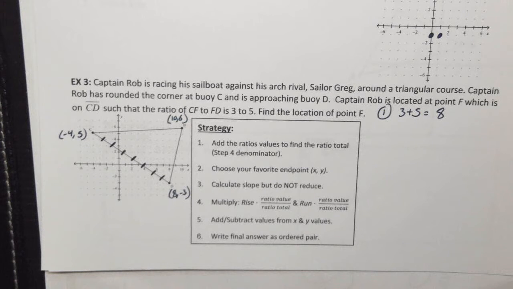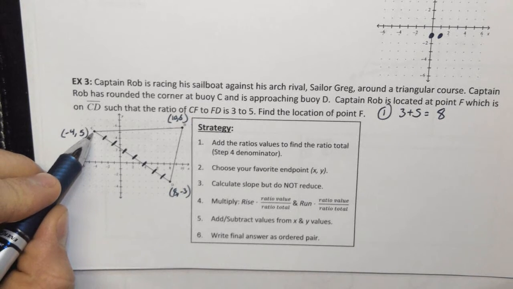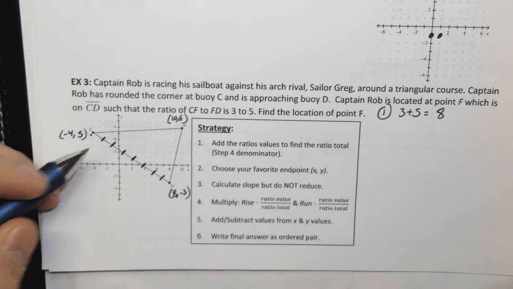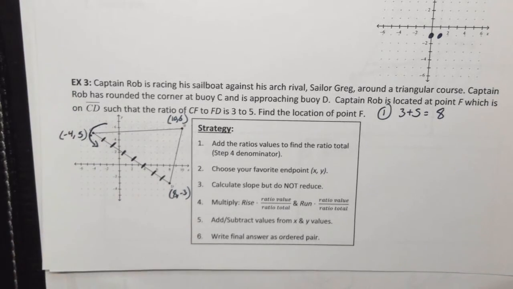So what I have right here is a story problem about a sailboat race. If you've ever been in a sailboat race, they usually have triangular courses that they follow, and so this one is going to have the same kind of situation right here. And it says Captain Rob is racing his sailboat against his arch rival Sailor Greg, and they're going to be racing around a triangular course. Captain Rob has rounded the corner at buoy C, which is right over here, and he is going to be approaching buoy D. So that means he's going to be flowing around like this, down here towards buoy D.